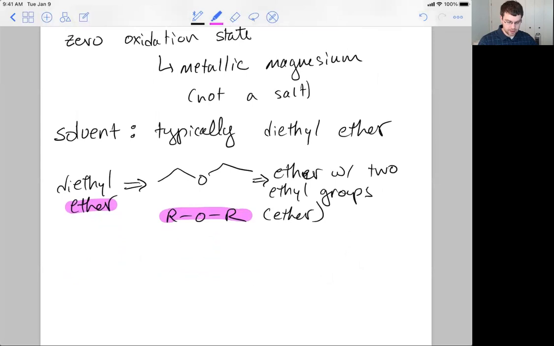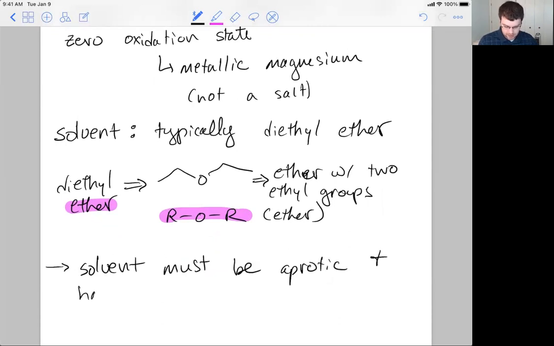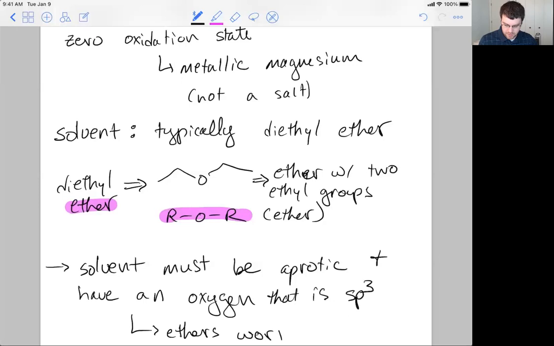Now, what we really need is for the solvent to be aprotic and have an oxygen that is sp3. So we usually just use most ethers. And ethers work well, and of all of the ethers, diethyl ether is the easiest one to get our hands on.